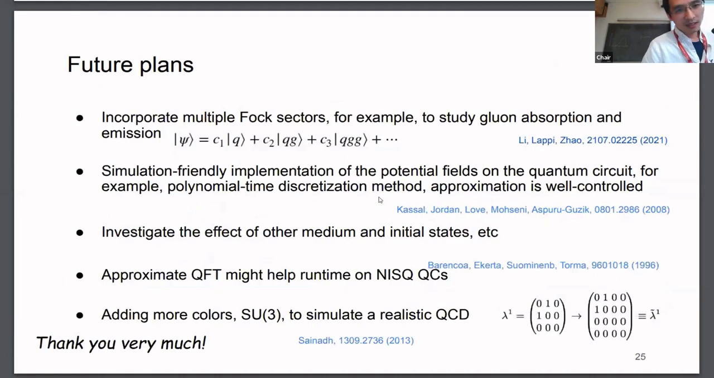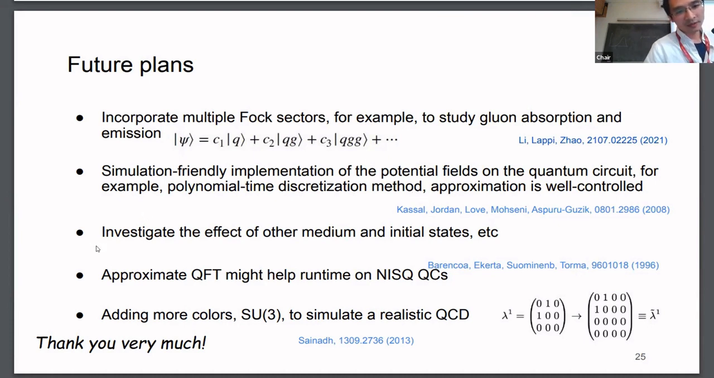And last slide, I will talk about some future plans. So the first thing we want to do is incorporate multiple flavor sectors. For example, we want to also consider quark and gluon sector in order to study gluon absorption and emission. And secondly, we want to consider some simulation-friendly implementation of potential fields on the quantum circuit. For example, this discretization method of the potential. And that is particularly nice because then your approximation will be well controlled. And it will also really cut down the number of gates we put on the quantum computer.